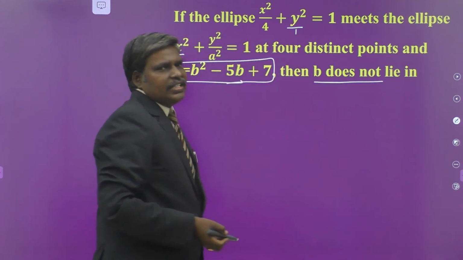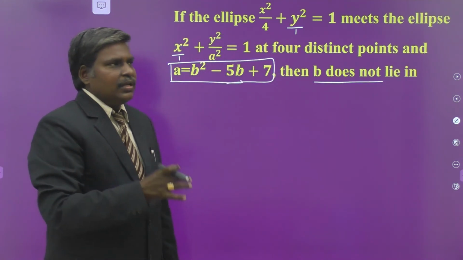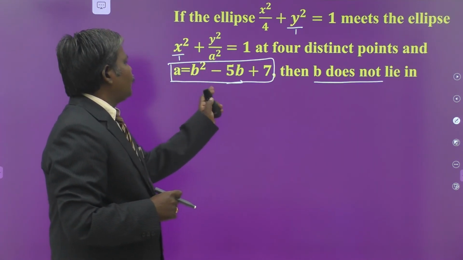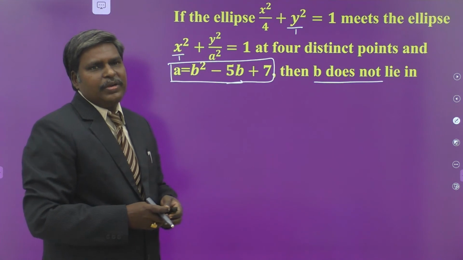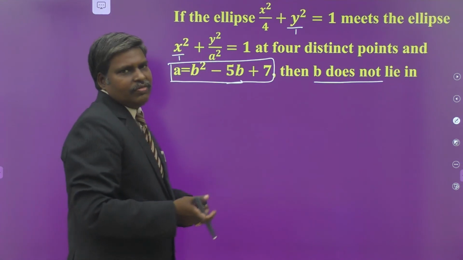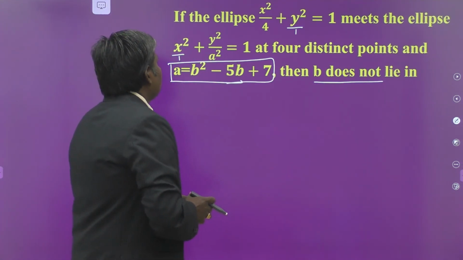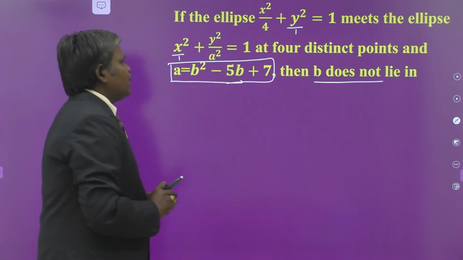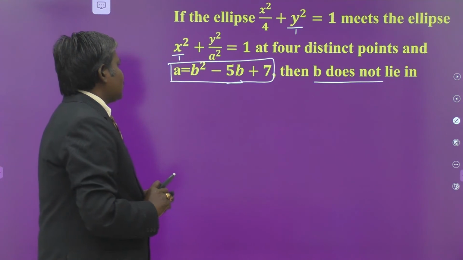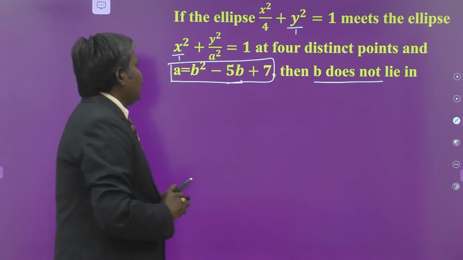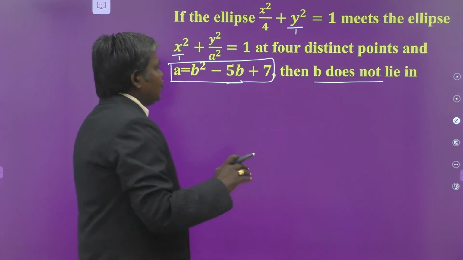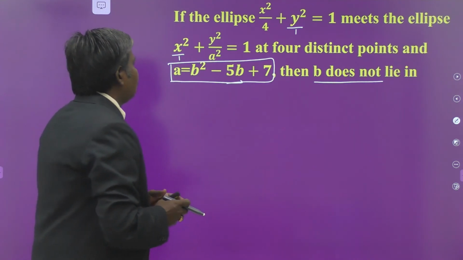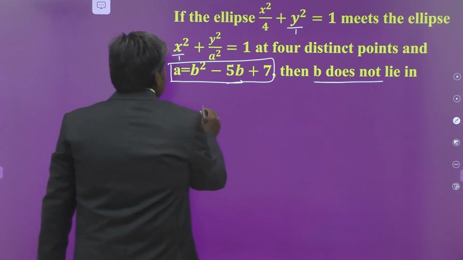Once you find the range of b, we can find the range where it does not exist. Understand? So if you find b belongs to what, we can easily find b does not belong to what. R minus that one will be our correct answer. So these are the two ellipses, x square by 4 plus y square by 1 equal to 1 and x square by 1 plus y square by a square equal to 1. They intersect at 4 distinct points. At what time is it happening? That is your intention.